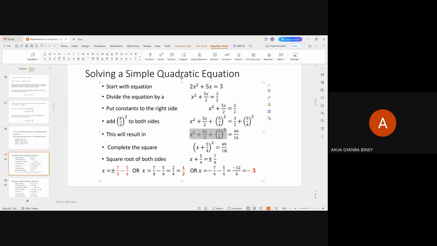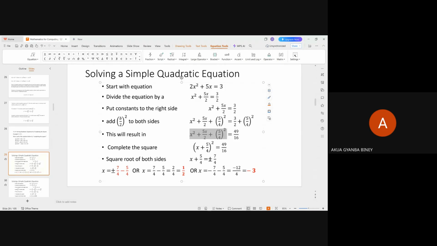So in this case, x plus 5 over 4 is equal to plus or minus the square root. Did I forget it here? Okay, so the square root came. Square root of 49 is 7. Square root of 16 is 4. But the plus or minus is still there. So after taking the square root of 49 and 16, I get 7 over 4, so I end up getting this.